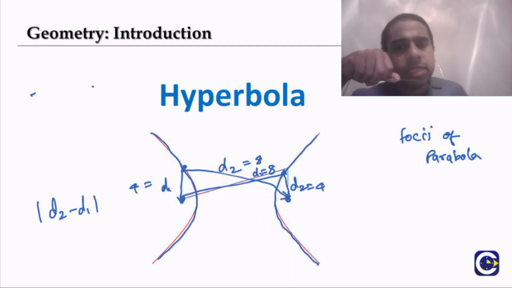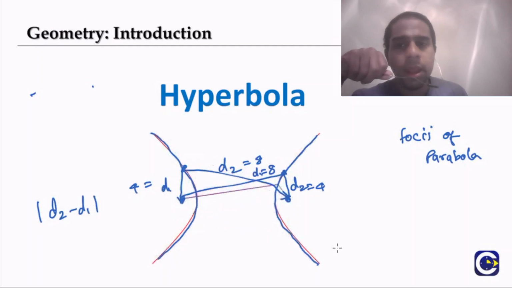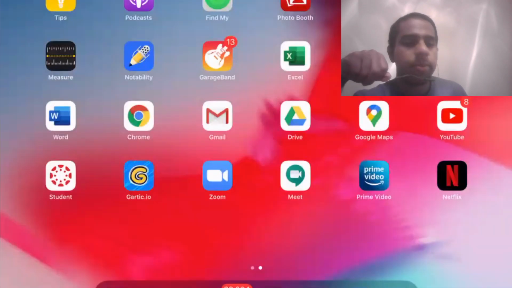The hyperbola is a locus of points. I'll just read the definition again. Now that I have explained it, you will be making sense of this definition very clearly. A hyperbola is the set of all points in a plane, the difference of whose distances from two fixed points in a plane is a constant, right? So the constant difference is what constructs the hyperbola.